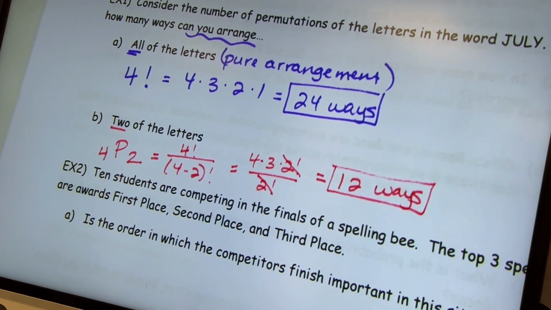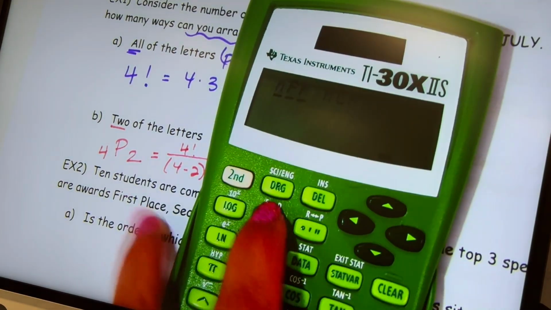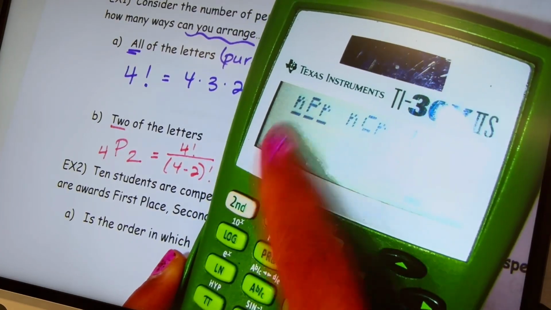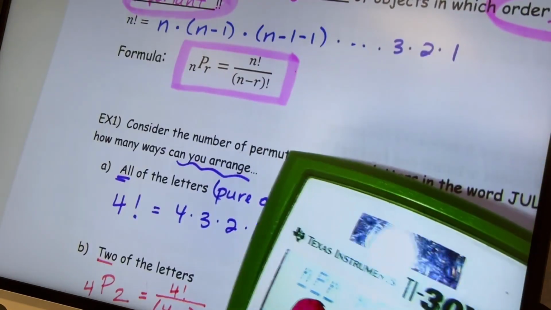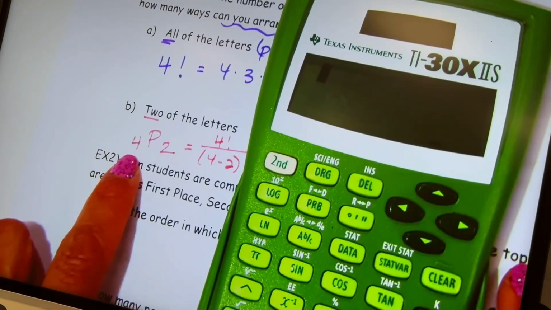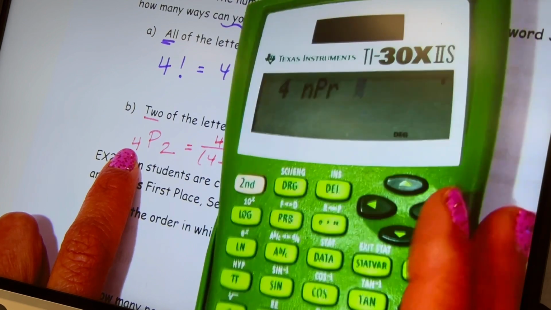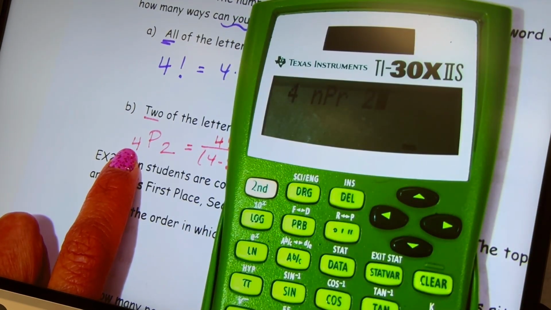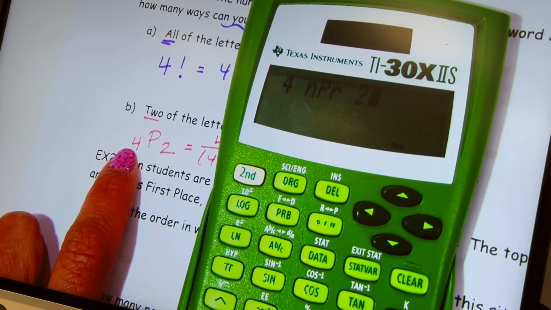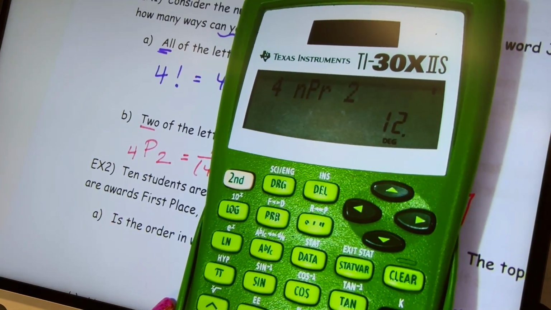Okay, now in your calculator, it's really cool. So remember that PRB button? See, it has the nPr. That's what we're using, our nPr formula, right? Now when you type it in, you have to type in the first number first, your N. Then you hit the PRB button, and you make sure that you select the nPr, and it should put that on your screen, and then put the 2 for your R, and then you hit equals. And it should do it right there for you, okay?